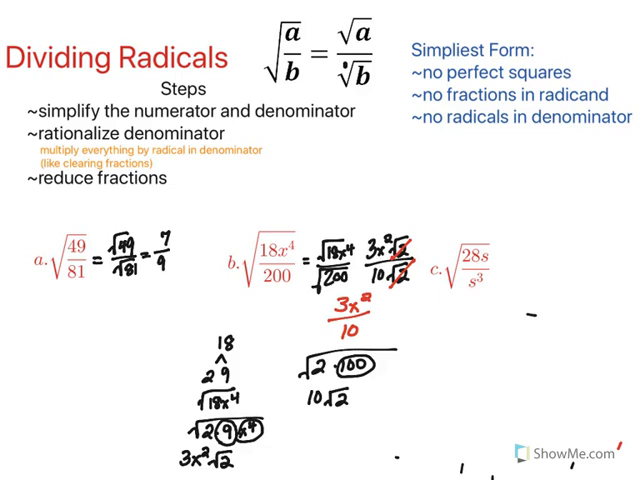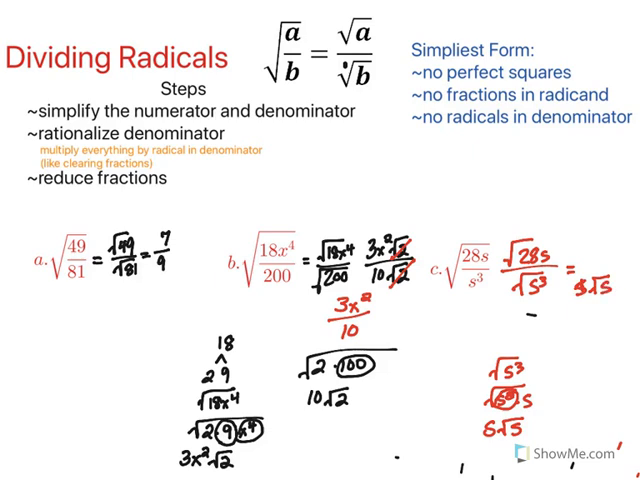Let's look at this last example. So here we have the square root of 28s over the square root of s cubed. Now, the square root of s cubed can be rewritten as s squared times s, and we take the square root of s squared, which would be s, so we end up with s square roots of s. So there is what we have in the denominator.